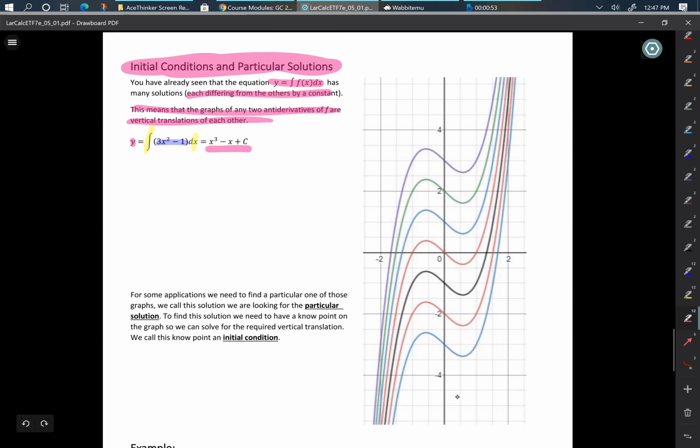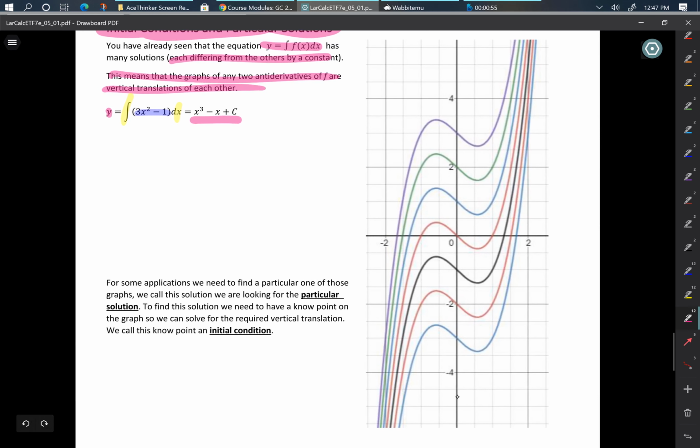And this picture over here on the right, this graph that I created, is just that function x cubed minus x plus c for a whole bunch of different values of c. For each of those different values of c, we have just created a different vertical translation. You'll see that the shape of the graph is exactly the same in every single one of these. It's just a vertical translation.